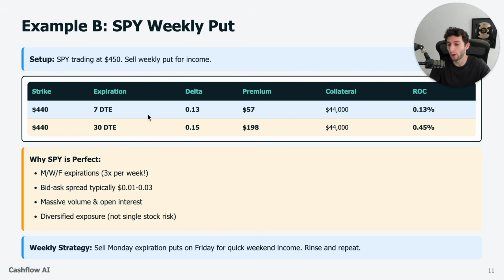But the thing is now SPY and QQQ trade every single day options, 0 DTE. So you could basically do this every single day and collect daily passive income as long as SPY or QQQ stays above that strike price that you're selling the put at. And because SPY and QQQ have very good spreads and a lot of volume, they're typically one of the best ones to use for this strategy.